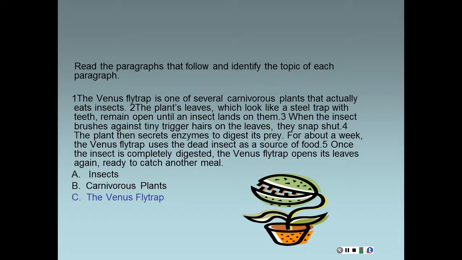Although the word insect also appears 3 times in the paragraph, we can tell from the details in the paragraph that the author is not writing just about insects. Therefore, choice A is incorrect. Choice B, carnivorous plants, is not correct because the author only discusses one carnivorous plant, the Venus flytrap. No other carnivorous plants are mentioned.